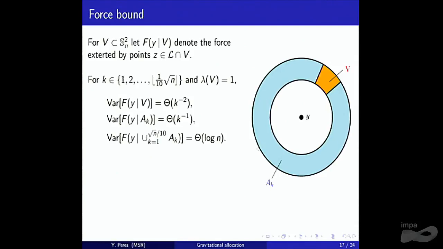From this, there's some more calculation to do to look at the force moment as well, to see that the typical magnitude of the force is indeed root log n. So you have a variable that's actually approximately Gaussian. There is actually a central limit theorem here. So the force acting on a point is approximately Gaussian with standard deviation root log n.